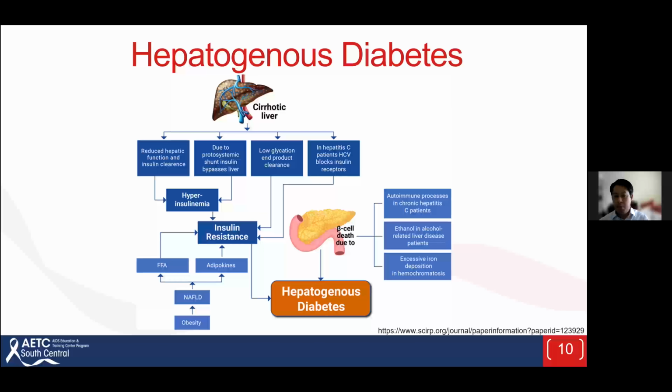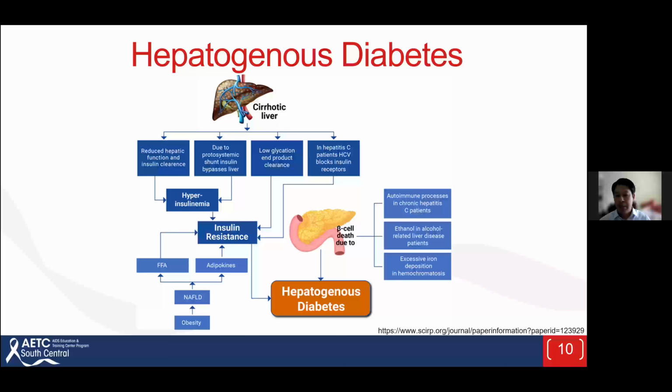But at some point, when the liver becomes so cirrhotic, and if you think about, we talked about how the liver is kind of this sponge that soaks up glucose, extra glucose, it gets rid of it when you need it. When you get to cirrhosis, that ability of the liver to take up sugar, that sponge is now basically a hard rock.